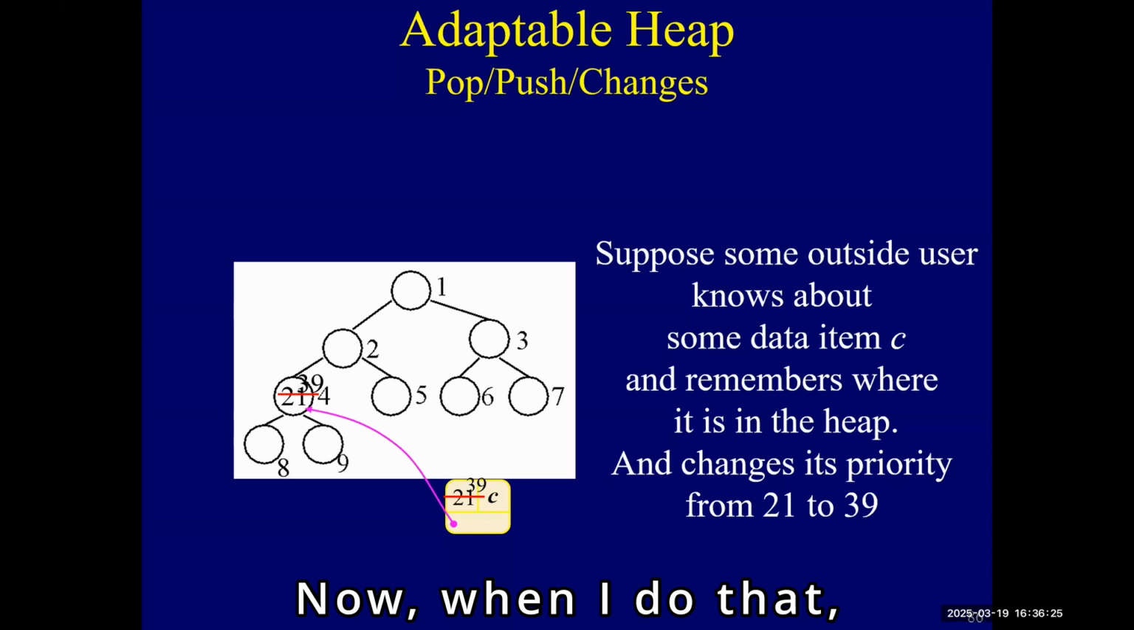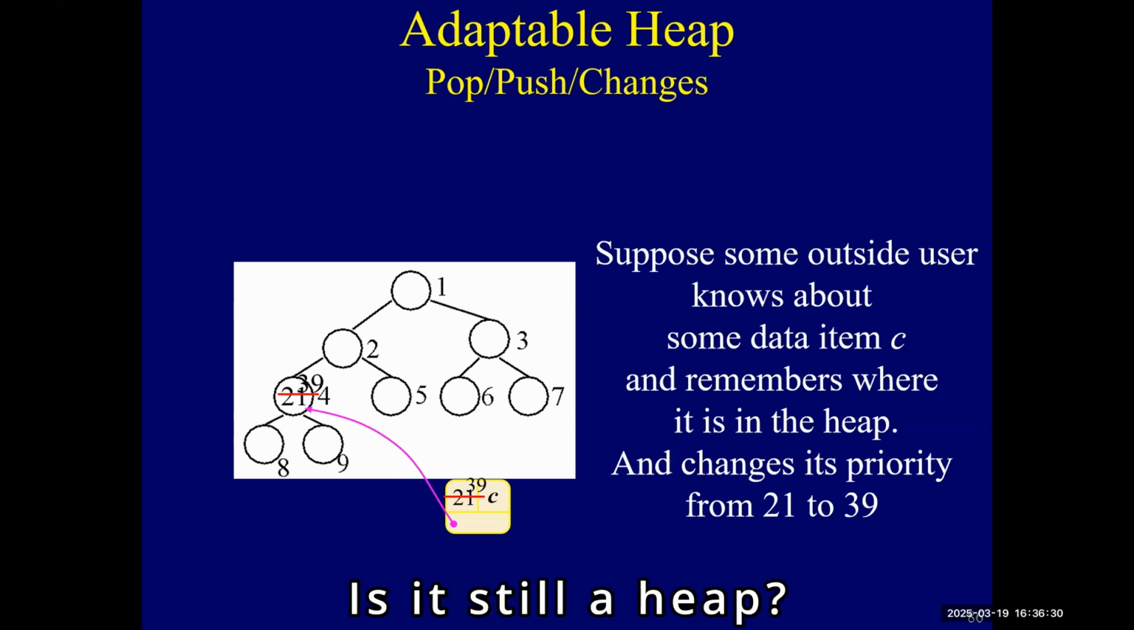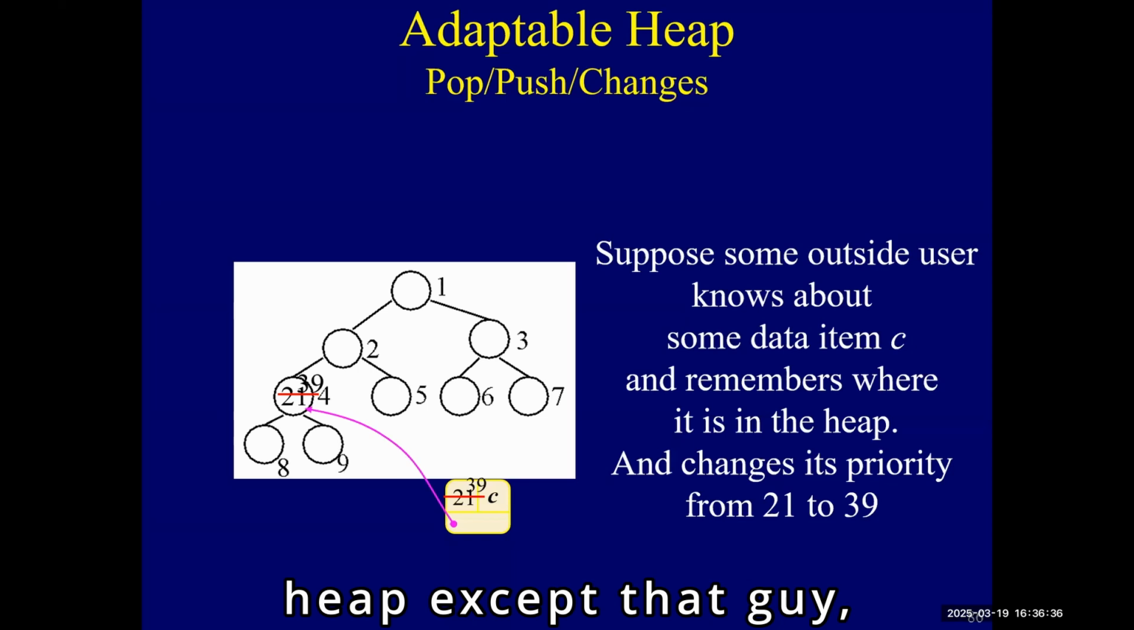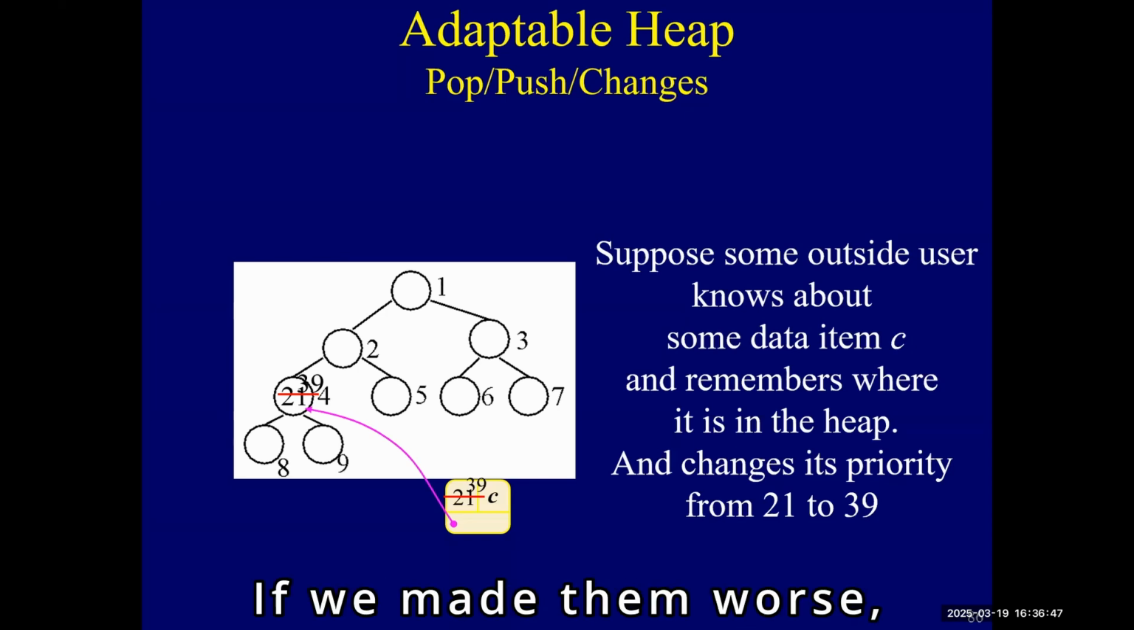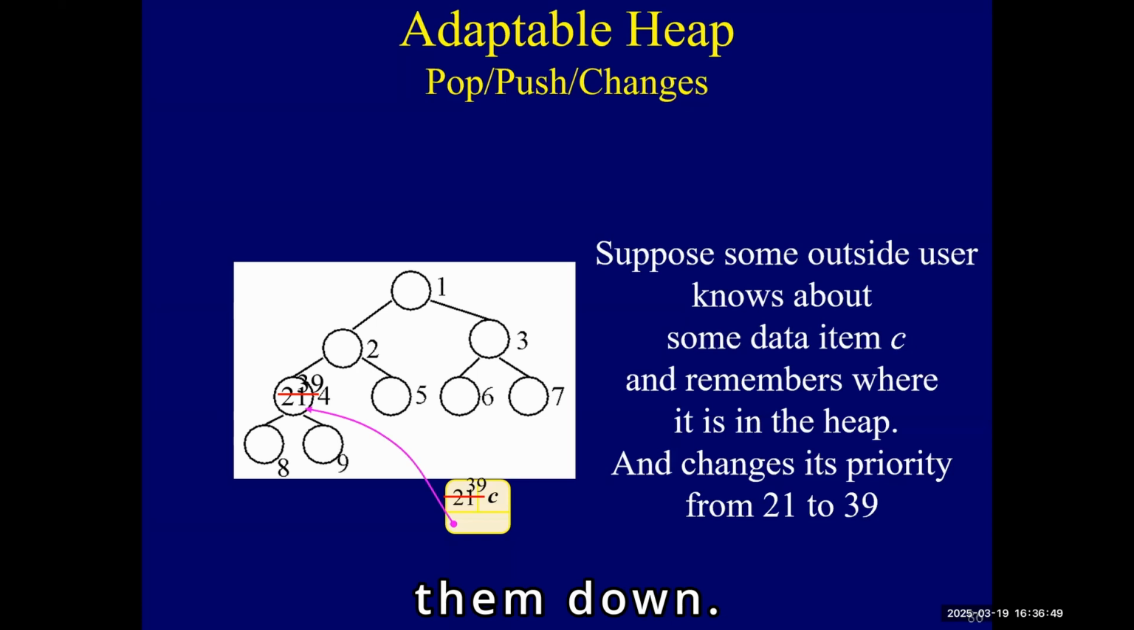Now, when I do that, what's the problem? Is it still a heap? No, it's not a heap anymore, right? But everything's a heap except that guy, and we know what to do with that guy. What do we do with him? We bubble it up. If we made him worse, we could bubble him down. If we made him better, we bubble him up. So that's exactly what we do.